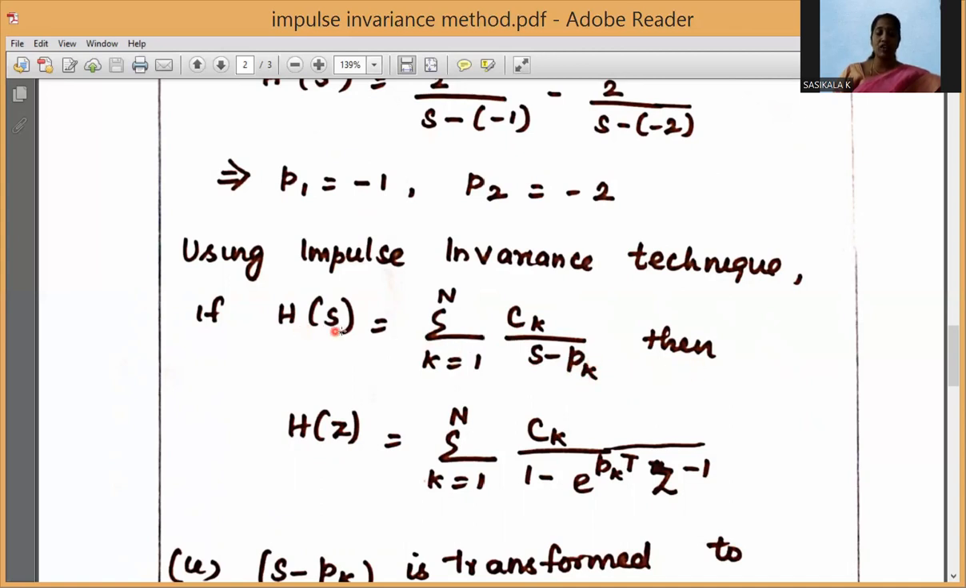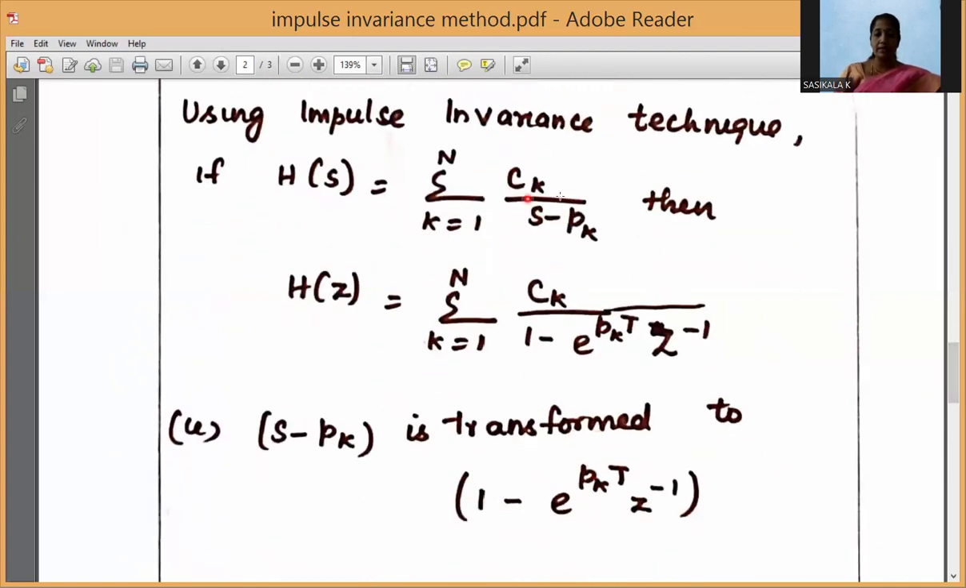Then supposing H(s) is like this, that is, the summation of k varies from 1 to n of c_k by (s plus p_k), then H(z) can be written as the summation of k equal to 1 to n of c_k by (1 minus e power p_k T z inverse). That is, this term, s minus p_k, is transformed. This is the denominator term. Only this denominator term changes, right? That is, s minus p_k is transformed to 1 minus e power p_k into T into z inverse.